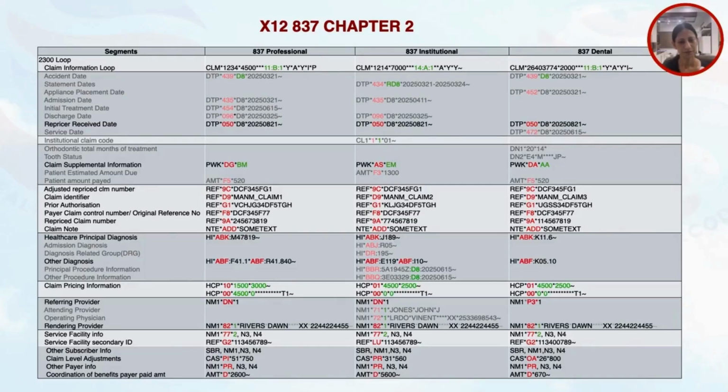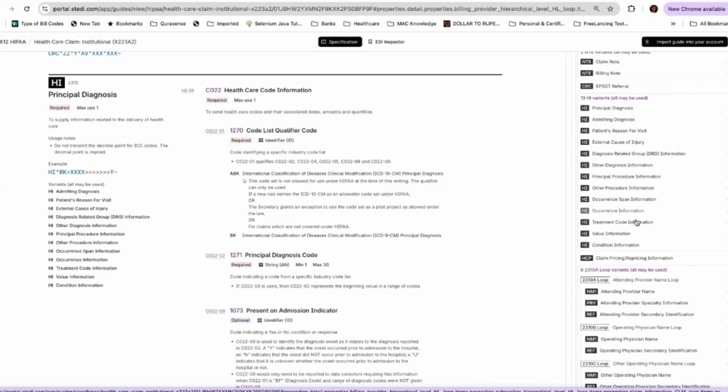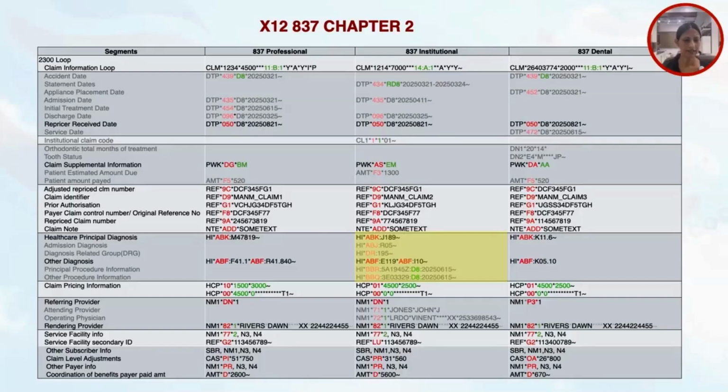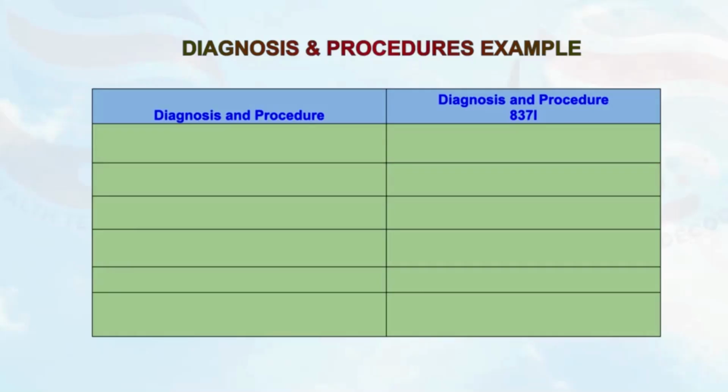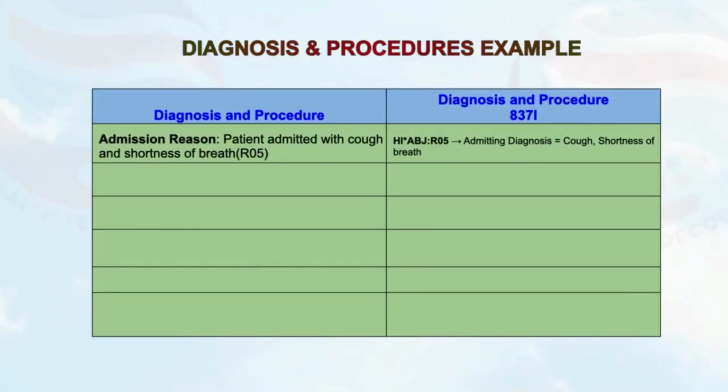Now, one of the most important pieces of information in 837 X12 files in the 2300 loop is the healthcare diagnosis information. The diagnosis can be of different types like principal diagnosis, admitting diagnosis, other diagnosis, as you see in the guide here. Let's observe the 837I example here. A patient is admitted due to severe cough and breathlessness. In that case, the admission diagnosis will carry the codes for cough, shortness of breath, fever, because admission was done due to this problem. Now, HI ABJ carries that code.